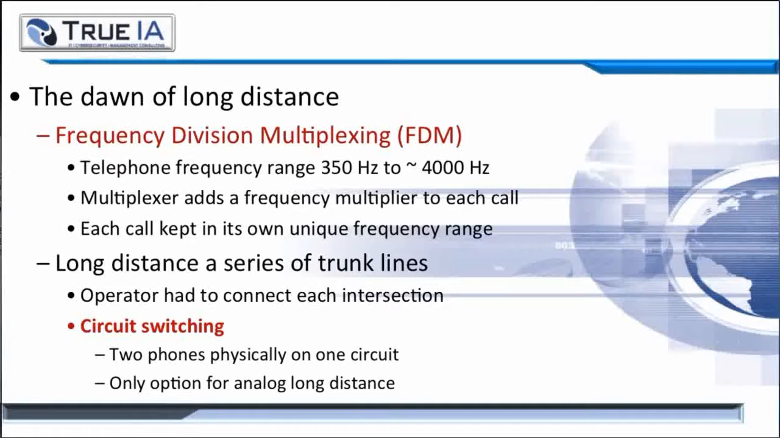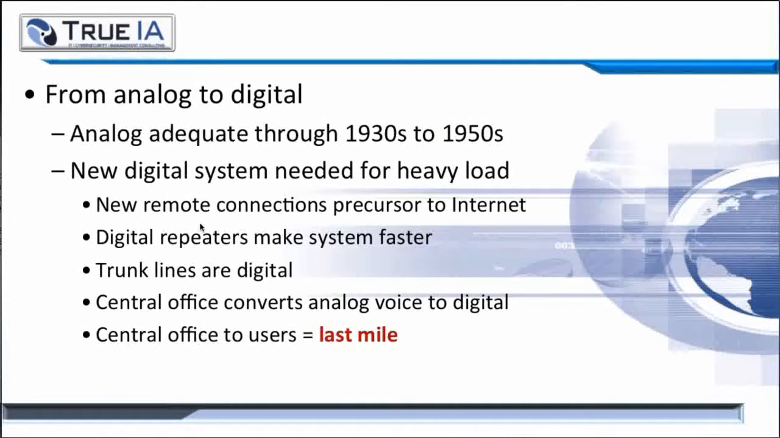For long distance, a series of trunk lines is required. The operator had to connect those trunk lines. This essentially was circuit switching. Two phones physically on one circuit, the only option for analog long distance. So as I mentioned before, the analog was actually quite adequate from the 1930s to around the 1950s.